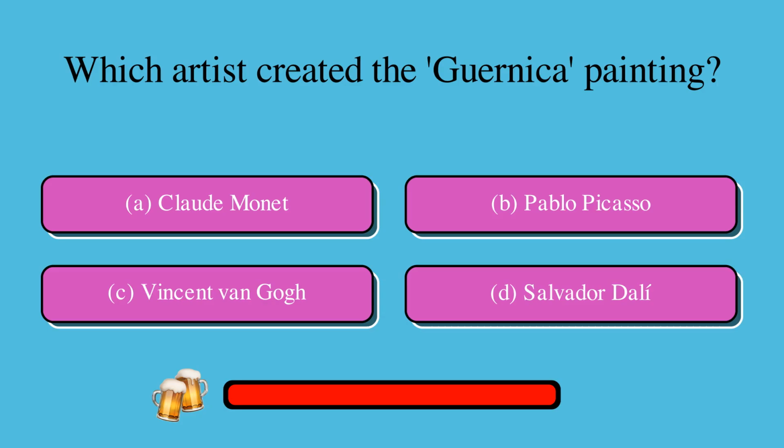Which artist created the Guernica painting? Is it A. Claude Monet, B. Pablo Picasso, C. Vincent van Gogh, or D. Salvador Dali? The correct answer is B. Pablo Picasso.